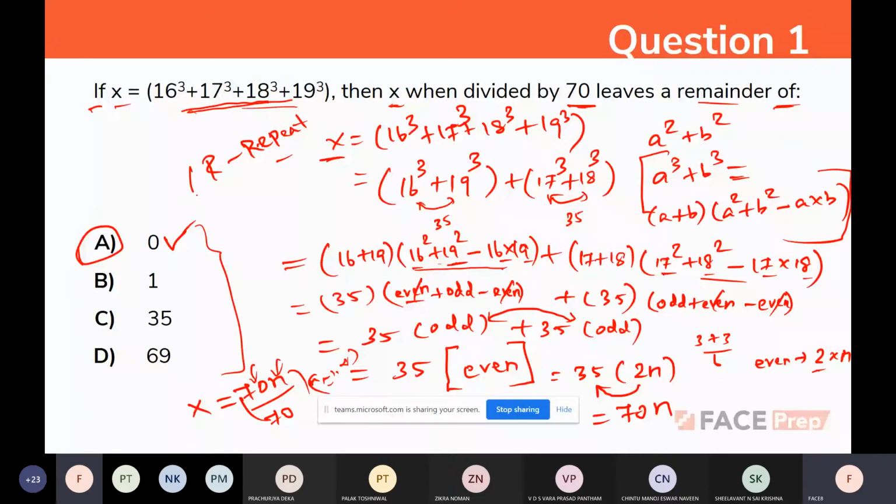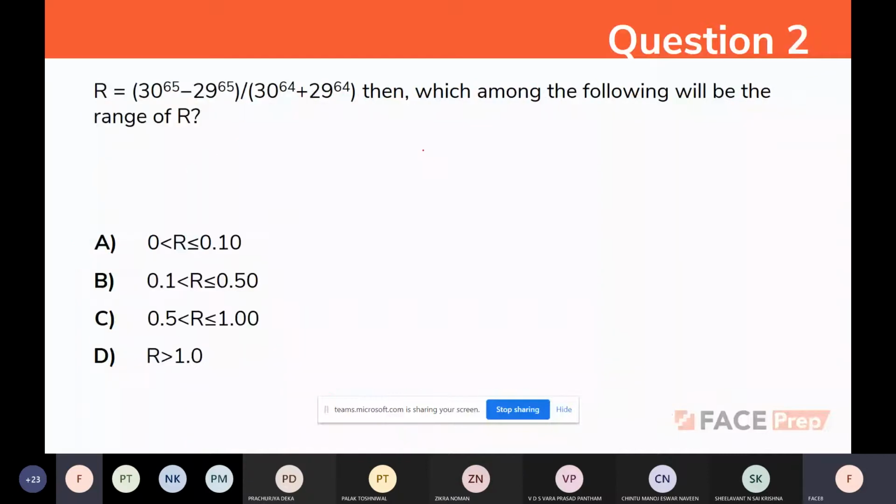Everyone? Okay, shall we move further? I assume no doubts. So we can move further. Let's move to the next question. So this is the next question. This is the second question. Let me write it separately.